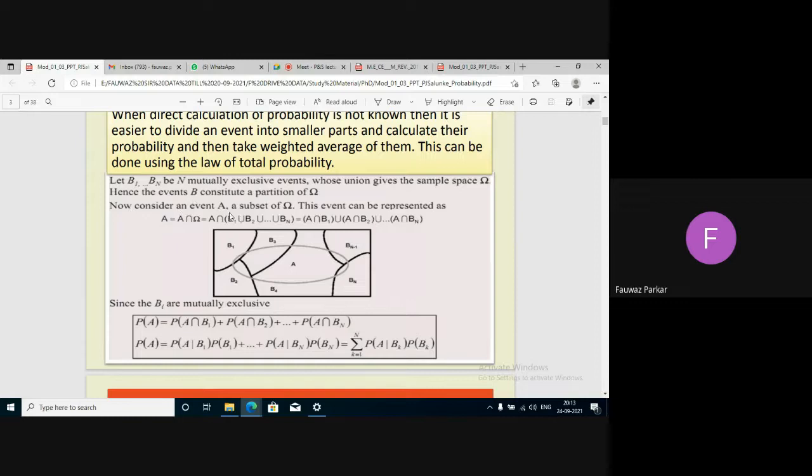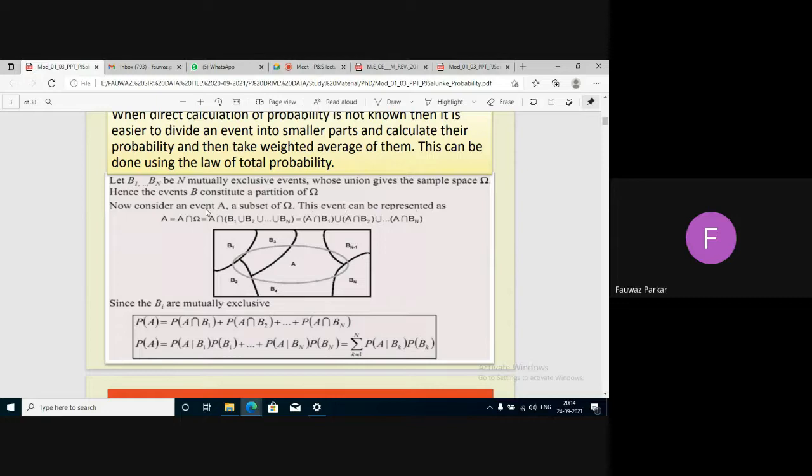So now consider event A, a subset of this event, okay. Look at event A. When we combine B1, B2, B3, B4 to Bn, the amalgamation will give us the entire set B. Now B is a subset of this entire Omega. This event Omega is the whole set. So B1, B2 are also given in Omega, and this A is a subset of this particular event Omega.